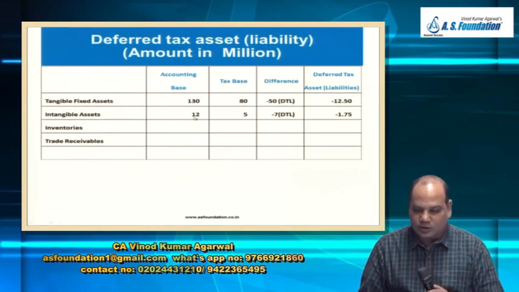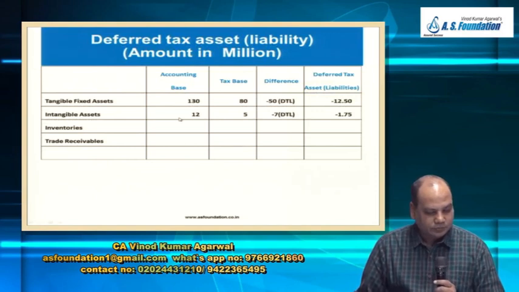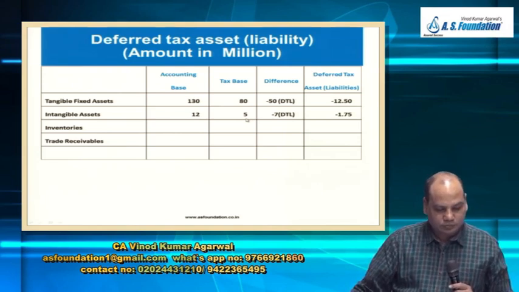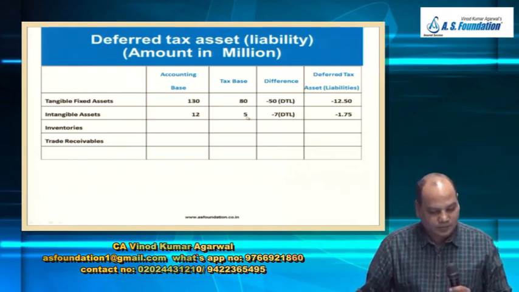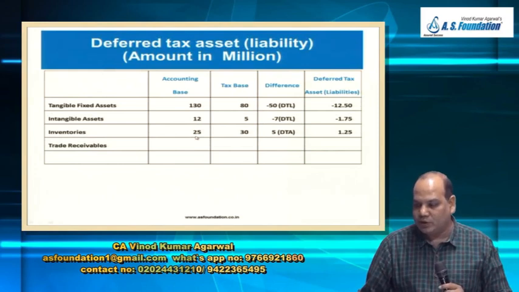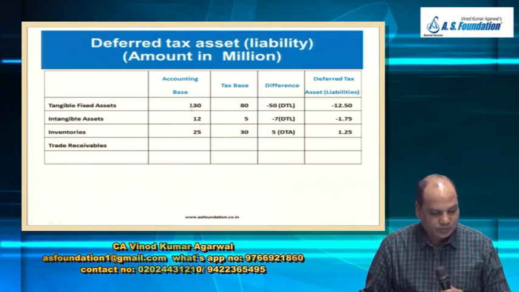And then intangible asset. Intangible asset accounting base will be fair value, 12 million. Tax base is given, 5. Again difference 7 will give rise to DTL, into 25%, 1.75. Inventory: accounting base will be fair value 25. Tax base will be book value 30.